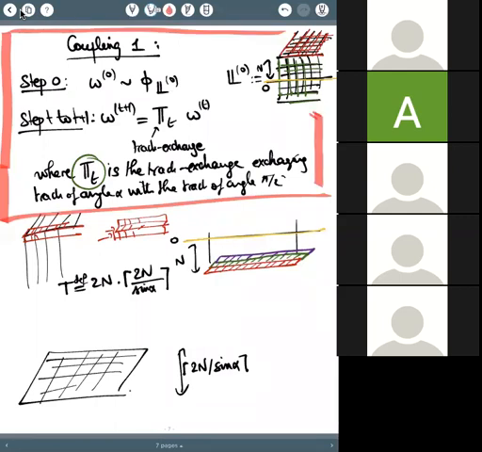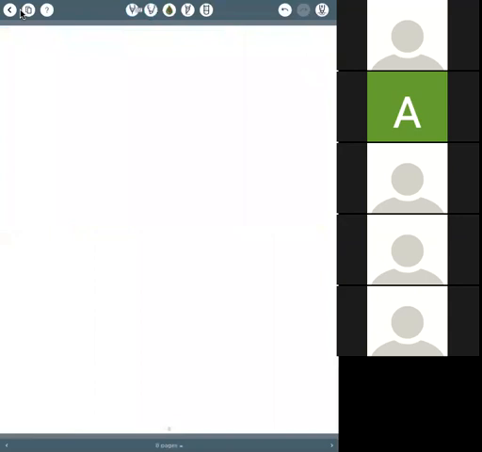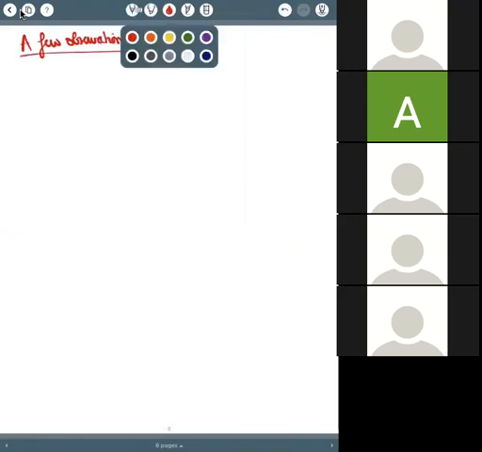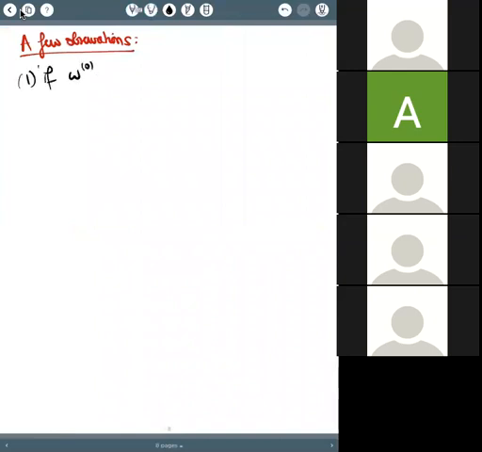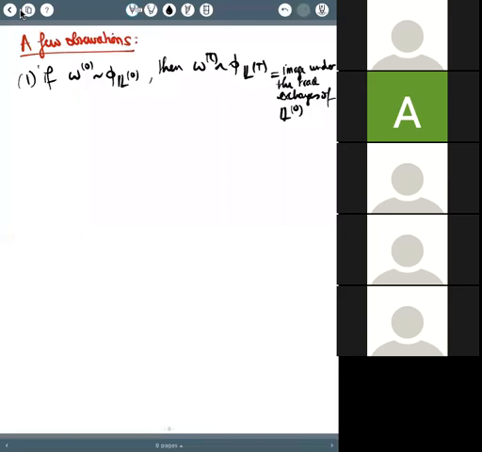Notice that this first coupling has a certain number of properties. First property is that if omega 0 is indeed sampled as phi L0, then omega t is sampled according to phi LT, where LT is the image under the track exchange of L0. Okay, so it's just the graph you obtain at the very end.